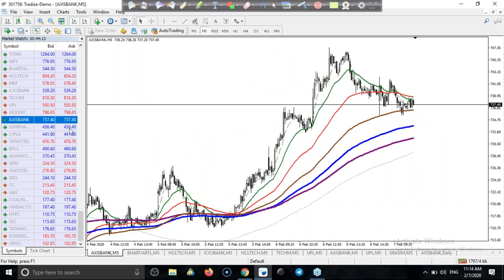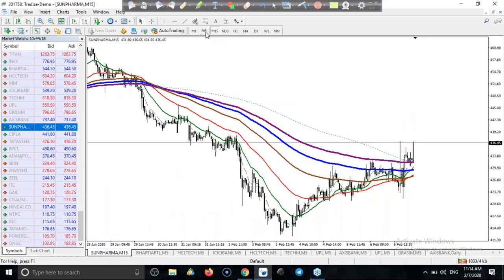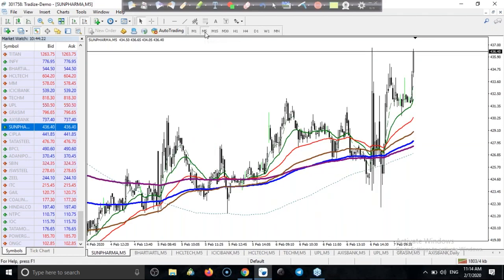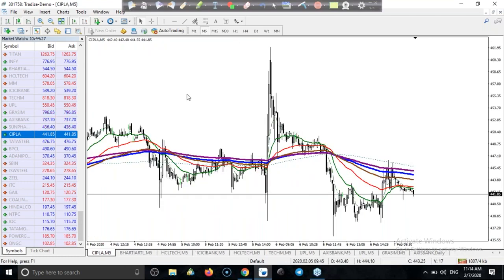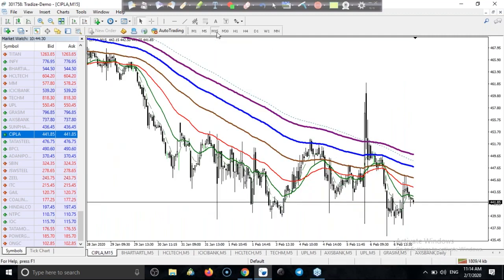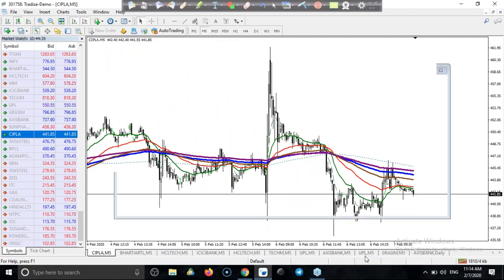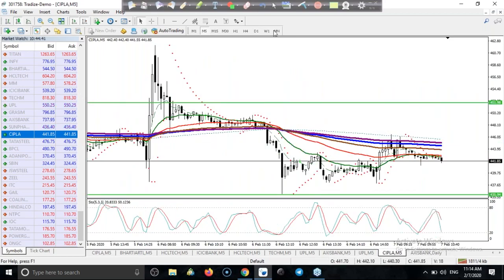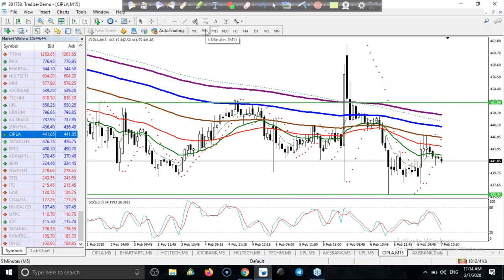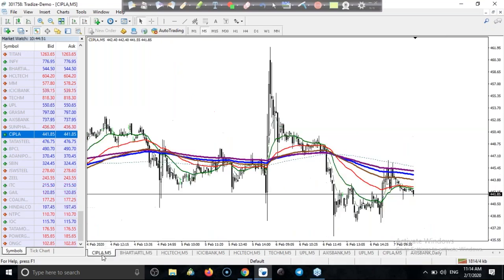Now third, you can see Sun Pharma. Here you can see downtrend and uptrend. So I'm not looking for entering this market. Now you can see here running in a downtrend. Here you can see there is a downtrend, right? This is Cipla. Okay, so here you can see when I use Cipla here, 15 minute running in a downtrend, 5 minute running in a downtrend. I'm looking for short.